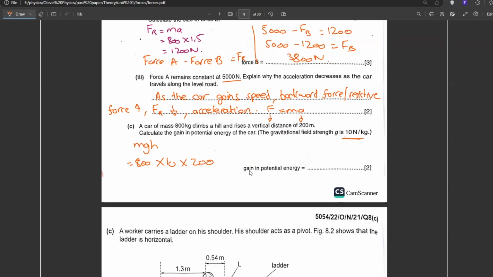This comes out to be 1600 three zeros, 1,600,000 joules. Simple as that. Let's move on to the next question.